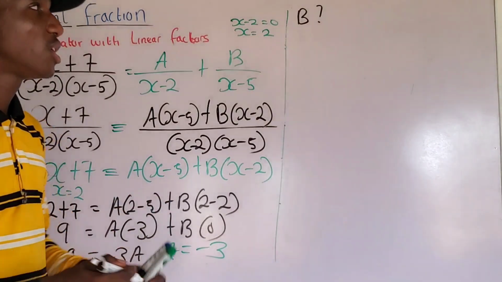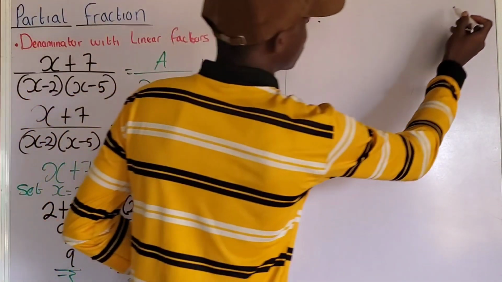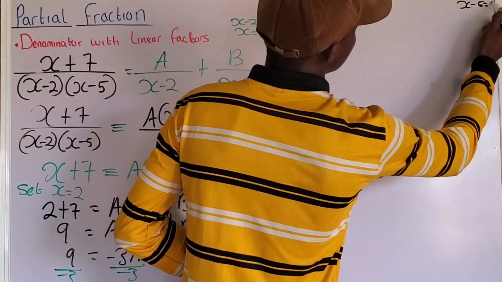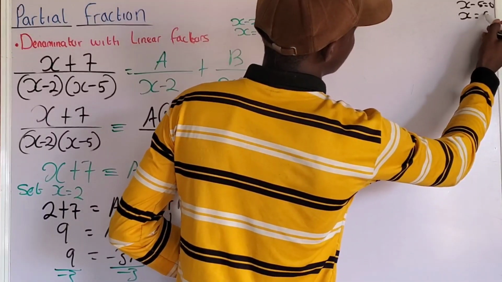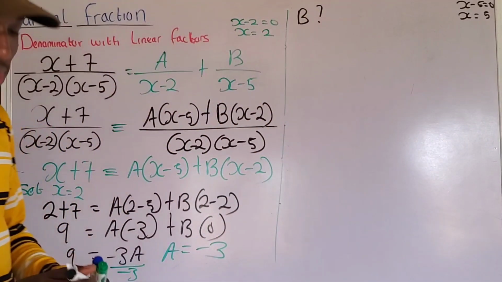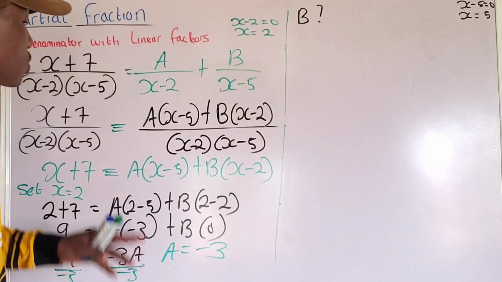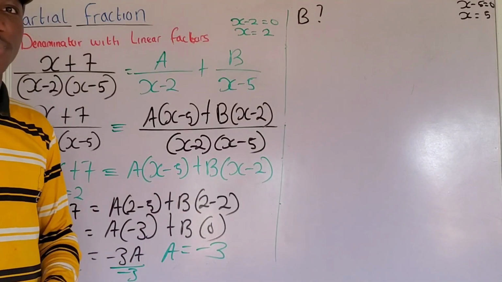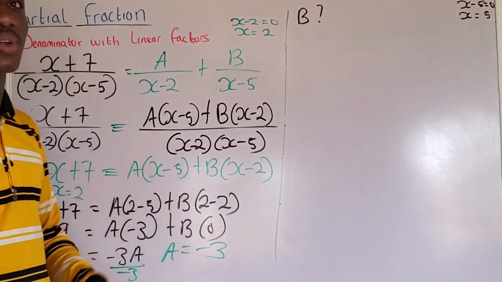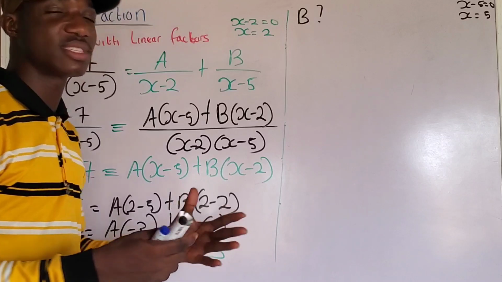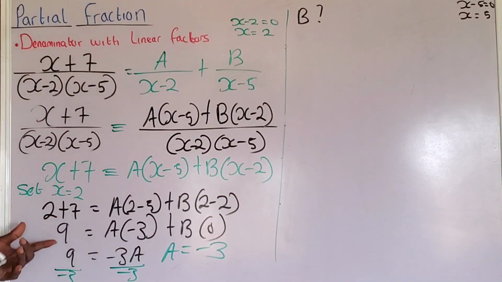X minus 5. So you have to set x minus 5 equals to 0. X minus 5 equals to 0. X will be equals to what? 5. So having done that, the next step is that you have to replace x equals to 5 into this equation so that you'll be able to get the value of b. Just like the same step that we did for the value of a.